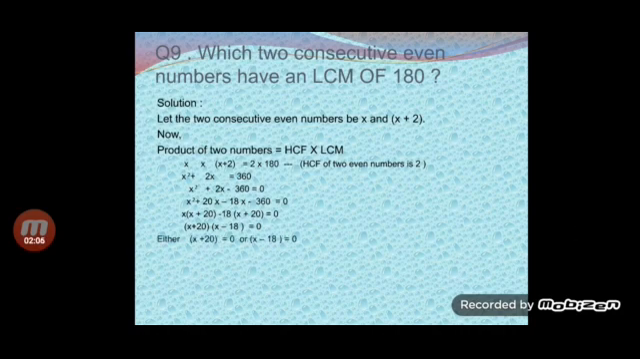Now we can say that either x plus 20 is equal to 0 or x minus 18 is equal to 0. One factor has to be 0 because the product is 0. So let's find out: x is equal to minus 20 or x is equal to 18. After cancelling the negative value, which is not possible, we have x is equal to 18. So first number is x, which is 18, and second number will be x plus 2, that is 18 plus 2 is equal to 20.